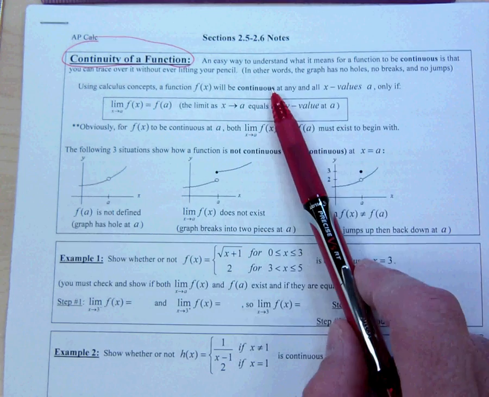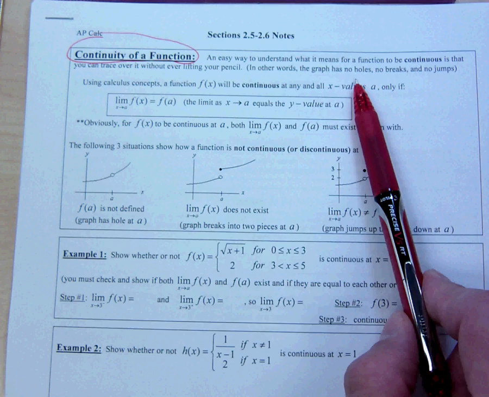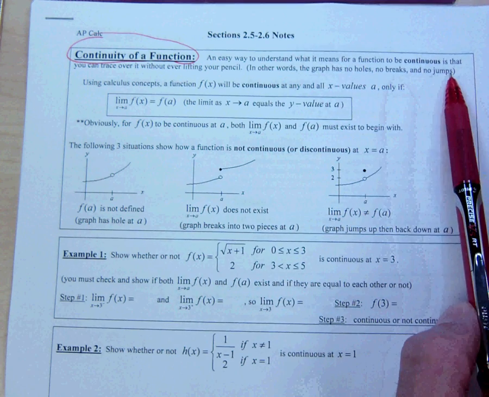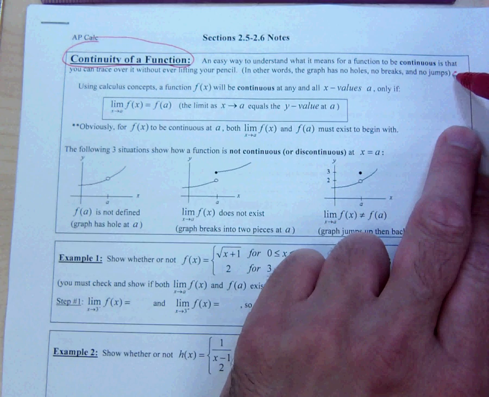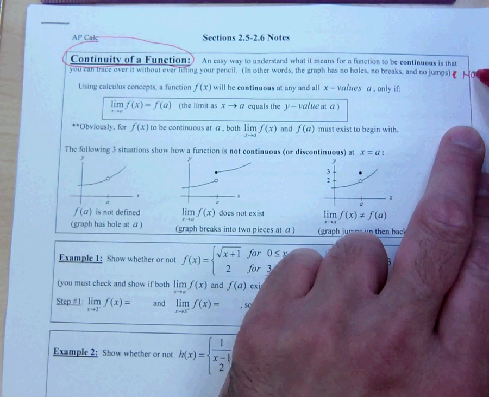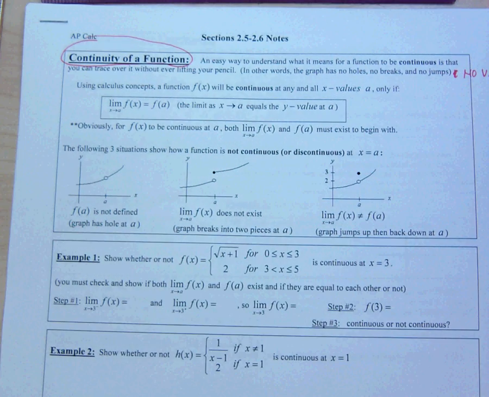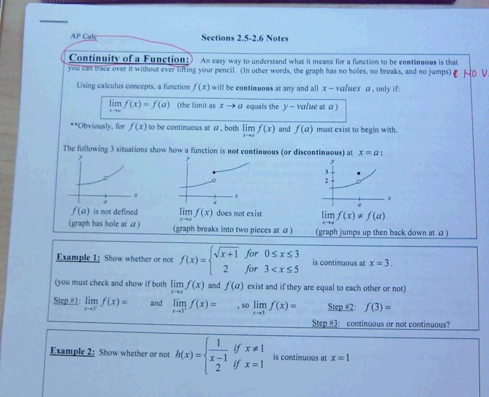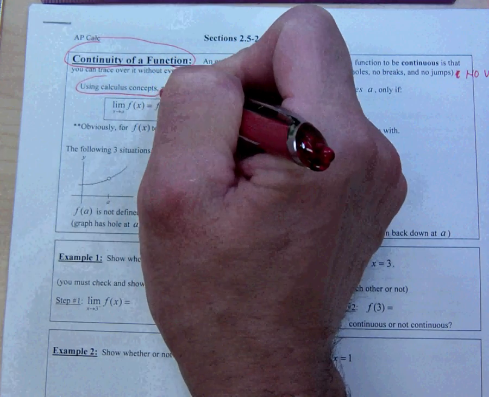Another way I want you to start thinking about a function being continuous is that it has no holes, no breaks, no jumps, and you can also add in no vertical asymptotes. Okay? So again, a function will be continuous if it has no holes, no breaks, no jumps, and no vertical asymptotes. Now, how can you talk about continuity of a function using calculus concepts? Well, that's what's coming next.